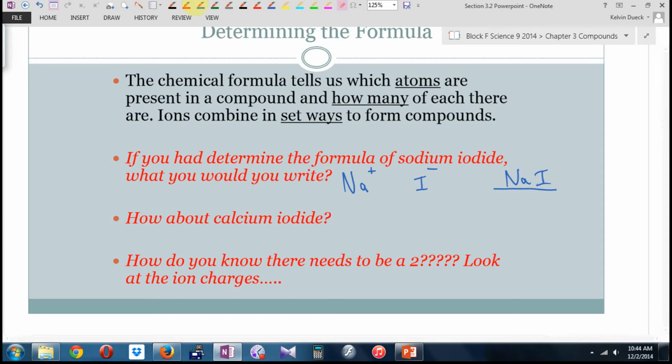What about calcium iodide? Somewhere off in the margin, I would write calcium. What's calcium's charge? I would write iodide. For this to work, I'm going to need more than one of something. And how many? I'm going to need one more iodide, for a total of 1 calcium, 2 iodides. How do you know that there needs to be a 2? Look at the charges. That's the formula for calcium iodide.